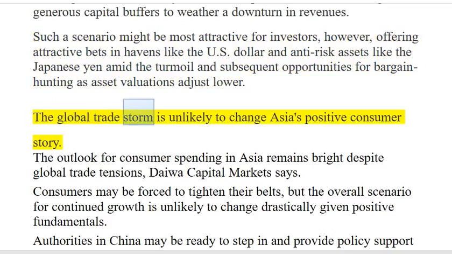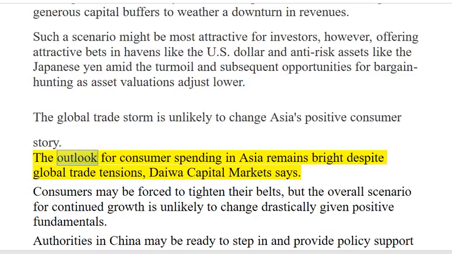The global trade storm is unlikely to change Asia's positive consumer story. The outlook for consumer spending in Asia remains bright despite global trade tensions, Daiwa Capital Markets says.